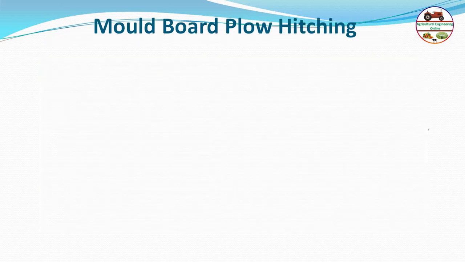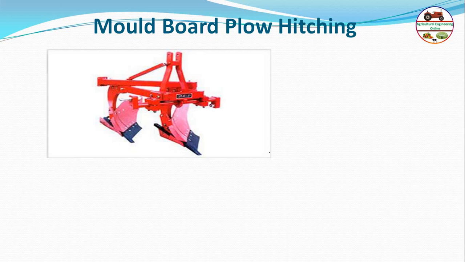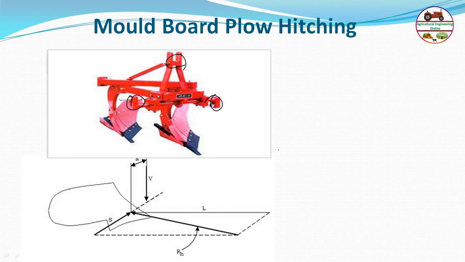Coming to the mold board plough hitching. Hitching we already discussed. So the 3-point hitch system is generally used. 3 points are there, 1, 2 and 3, to hitch the mold board plough. Then if you follow the lectures on soil dynamics and the different forces acting, tillage forces you can say, we'll discuss in that lecture how the draft, side draft, and vertical force are generally applied to the mold board plough during operation.